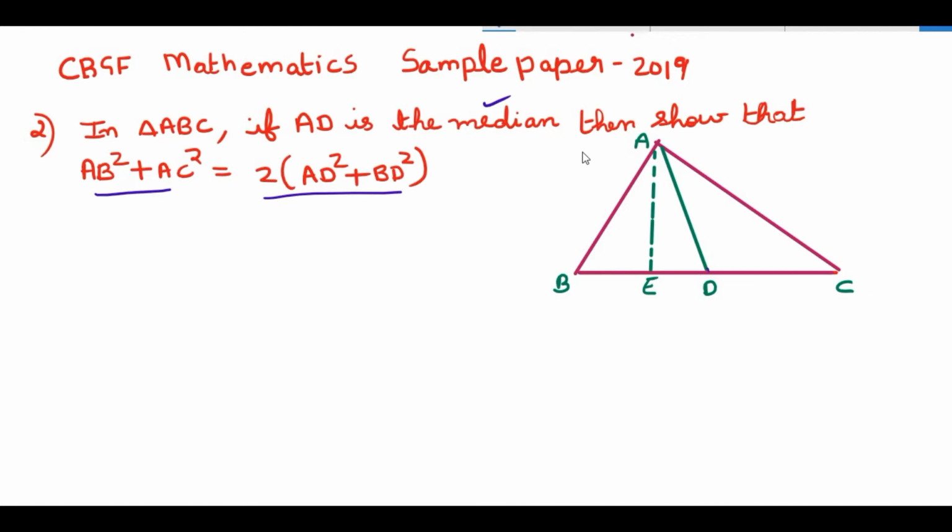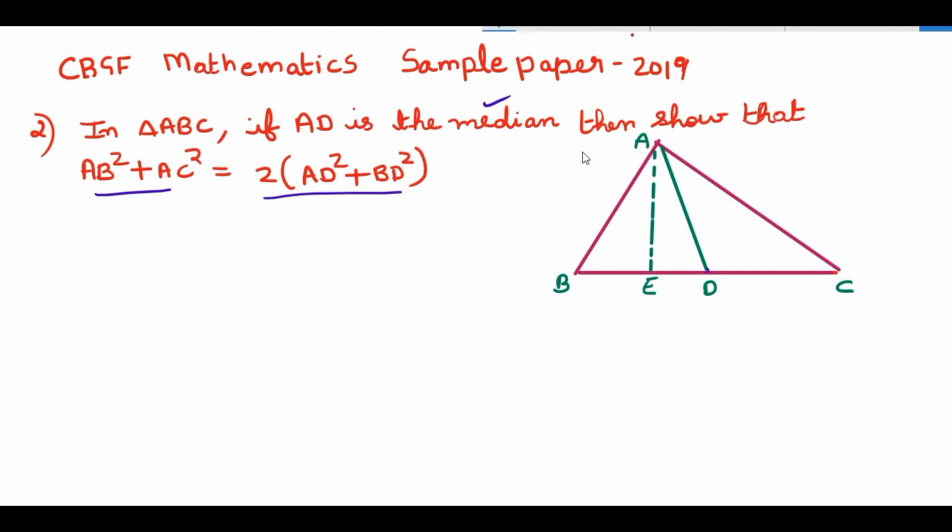So here A to midpoint of BC is D, that is median. Altitude means the perpendicular that is drawn from the opposite vertex to the side of the triangle, or from the vertex to the opposite side of the triangle.